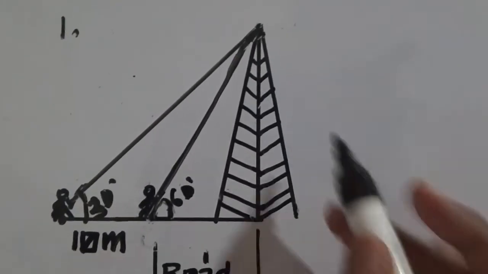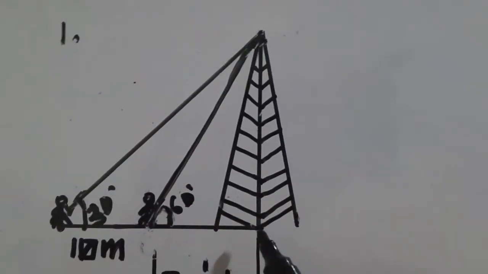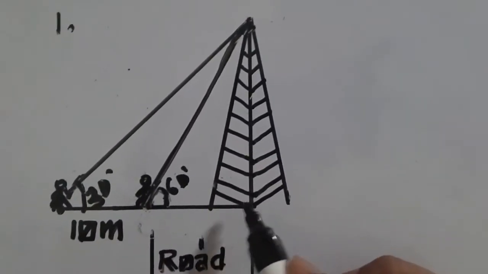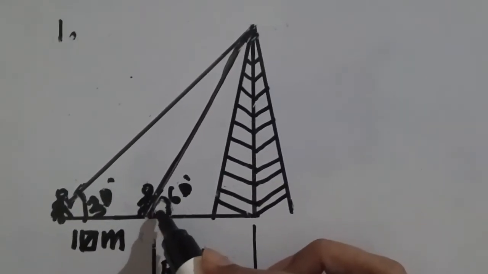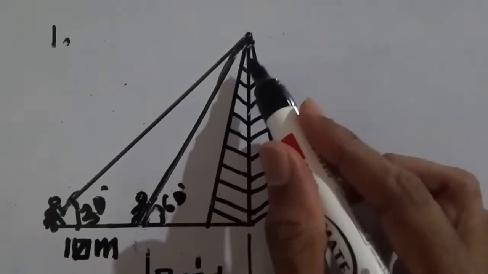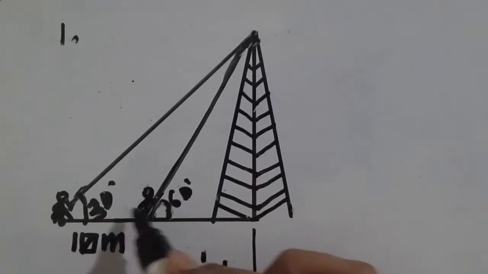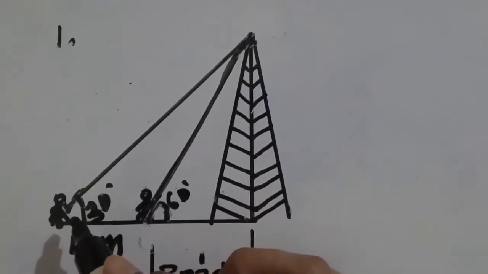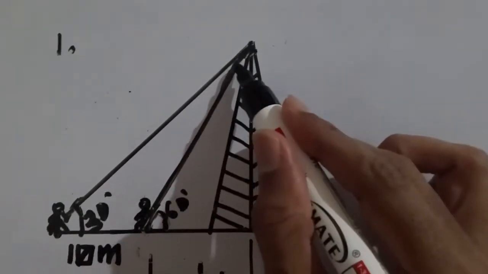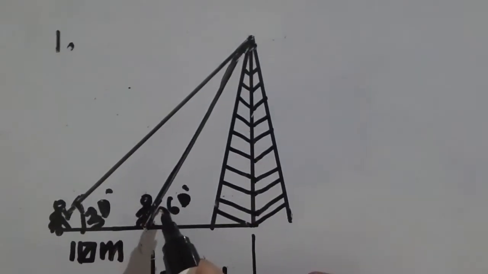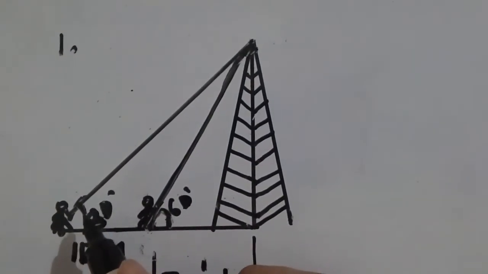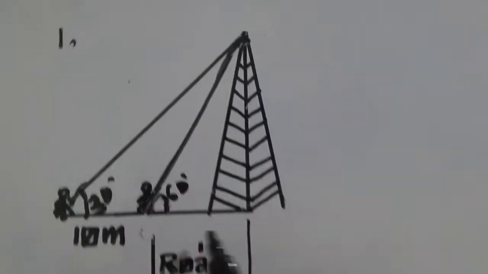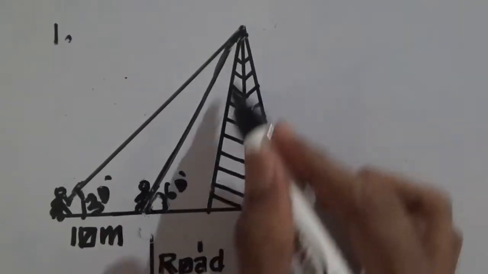Once again, a tower stands vertically on the side of the road. This is the road. One person is observing from the other side of the road, and he gets an angle of elevation of 60 degrees. Again he moves 10 meters away from this point and observes, and the angle of elevation from there is 30 degrees. Remember, going far means the angle decreases; coming near, the angle increases. Now we should find the height of the tower and the width of the road.